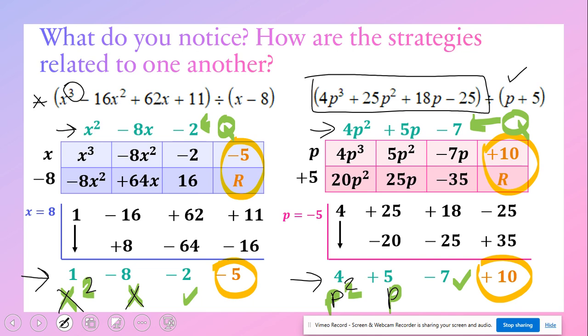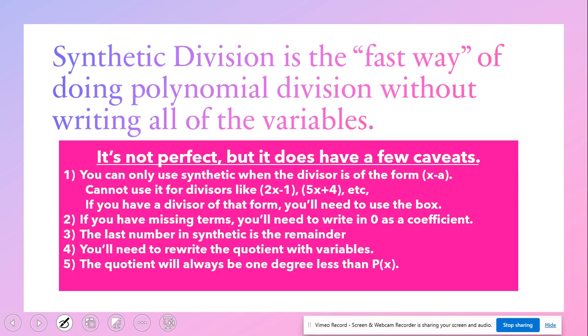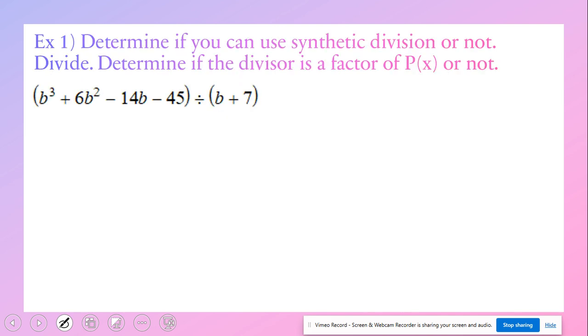Synthetic division can be very fast, but then we're going to have to add in what we were leaving out to begin with. So let's do a couple examples. Determine if we can use synthetic division or not, then divide it, and lastly, determine if the divisor is a factor of p of x or not.